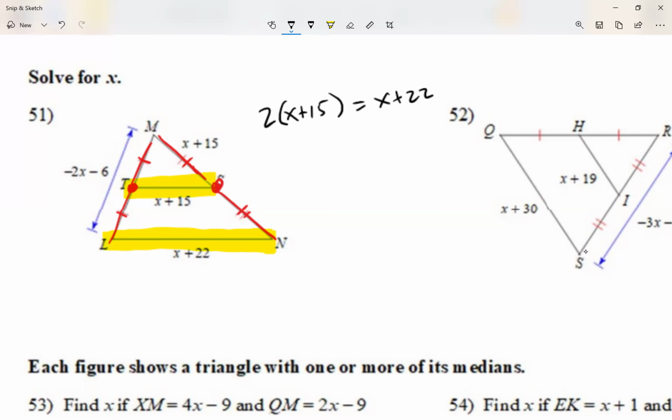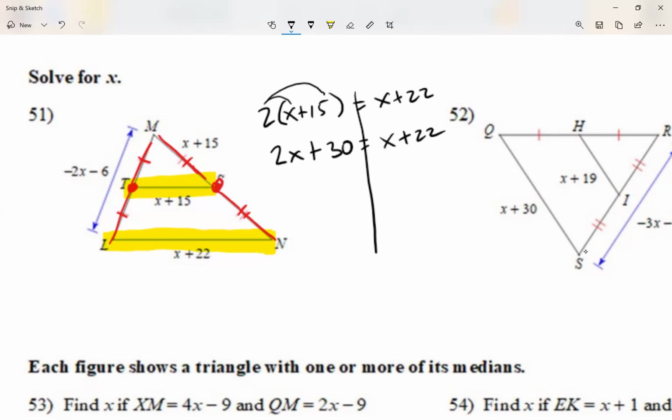The reason why I put the little one in parentheses is because I don't want to forget that the 2 goes with everything. 2 times x and 2 times 15. You guys learned this, the distributive property, back in elementary level. Don't forget that the 2 multiplies to both the x and the 15. So 2 times x is 2x plus 2 times 15 is 30. And this is equal to x plus 22.